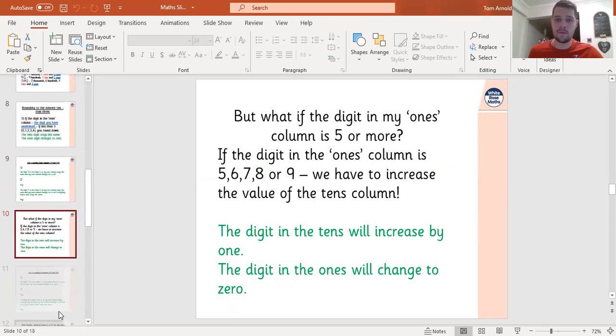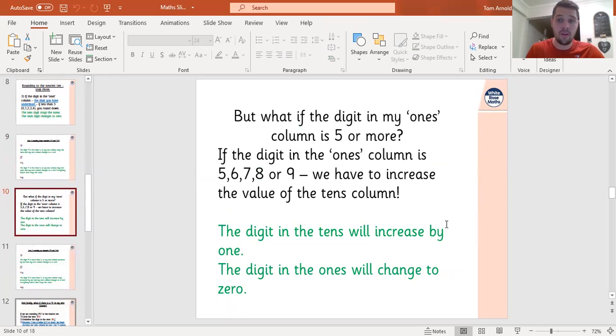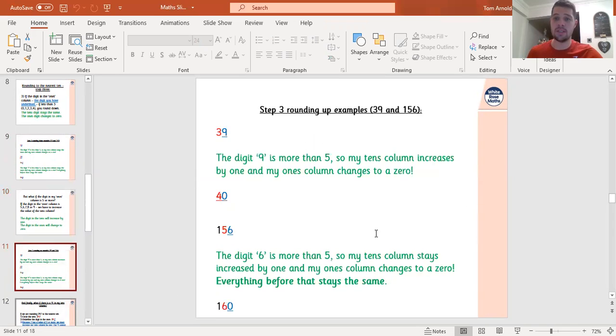If that digit that you've underlined is 5 or more in value, so 5, 6, 7, 8, or 9, that's when we need to change the digit in our tens column. We will increase it by 1.